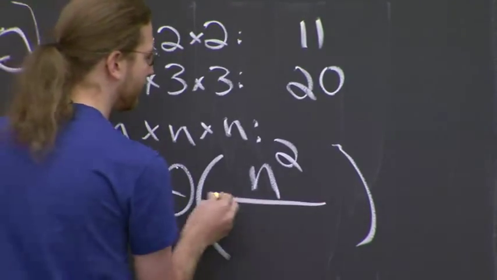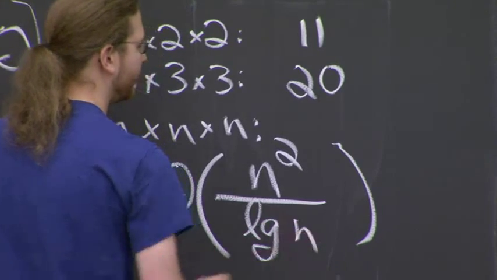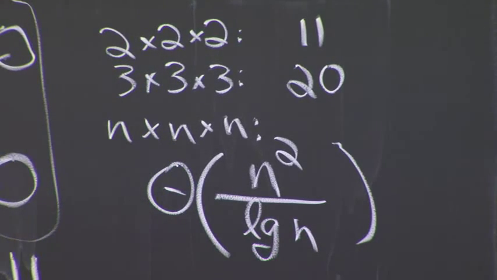But it turns out you can do a little bit better. And the right answer is n squared divided by log n. I think it's cool. Hopefully you guys can appreciate that. Not a lot of people can appreciate n squared divided by log n. But here in algorithms, we're all about n squared over log n.